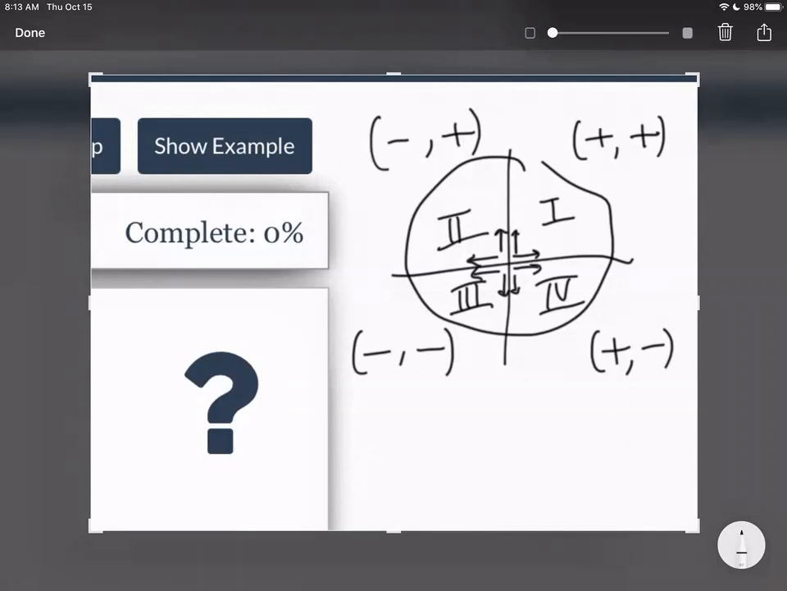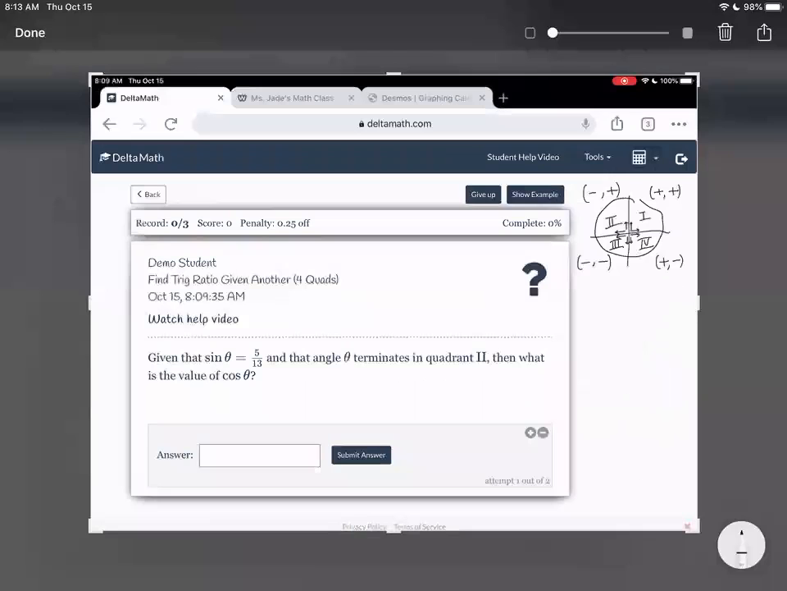All right, so we waited and I think you guys are done copying this. So let's get on to the actual problem that is being given to us. Over here it says, given sine of theta is 5/13 and angle theta terminates in quadrant 2, what is the value of cosine?